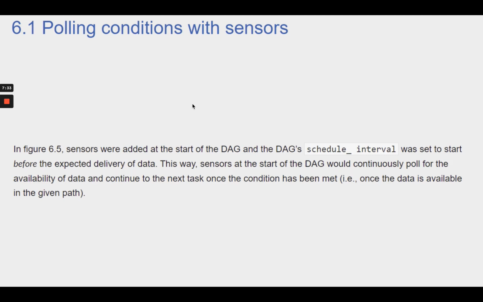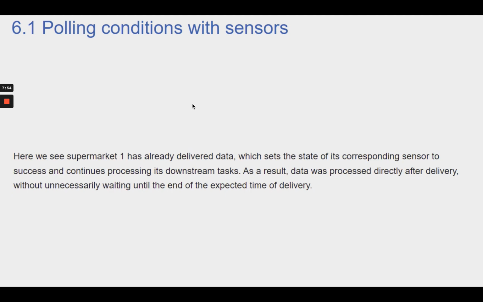In figure 6.5, sensors were added at the start of the DAG, and the DAG's schedule_interval was set to start before the expected delivery of data. This way, sensors at the start of the DAG would continuously poll for the availability of data and continue to the next task once the condition has been met, that is, once the data is available in the given path. Here we see Supermarket 1 has already delivered data, which sets the state of its corresponding sensor to success, and continues processing its downstream tasks. As a result, data was processed directly after delivery, without unnecessarily waiting until the end of the expected time of delivery.